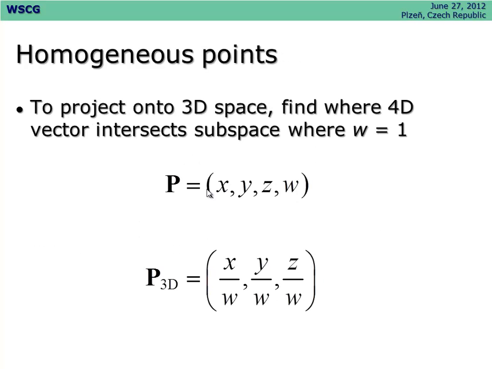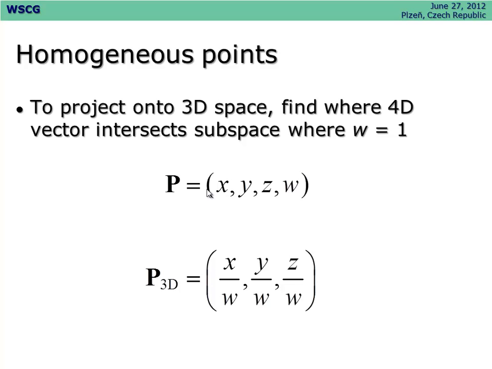Now, the three-dimensional representation of a homogeneous point is obtained simply by dividing through by the w-coordinate. We want w to be 1, so we just divide through by the w-coordinate, and that transforms some general homogeneous point P into the 3D point that it corresponds to.